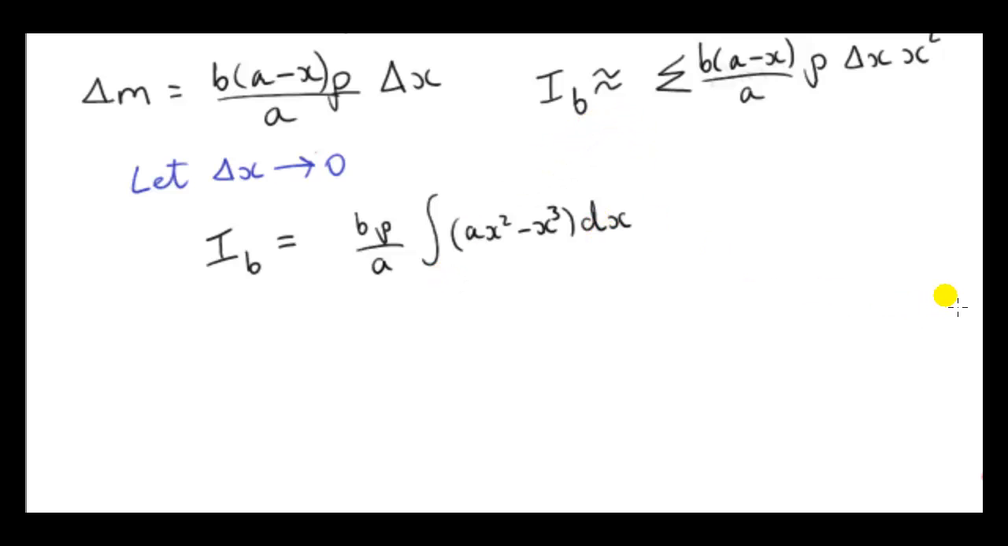Now, we're summing all the strips from the bottom to the top of the triangle, so we're integrating from 0 to the top of the triangle. So for x equals 0 to x equals a. Now, we want this in terms of m, so as we've seen many times before, we replace rho with the total mass of the triangle over the area of the triangle, half the base by the height.